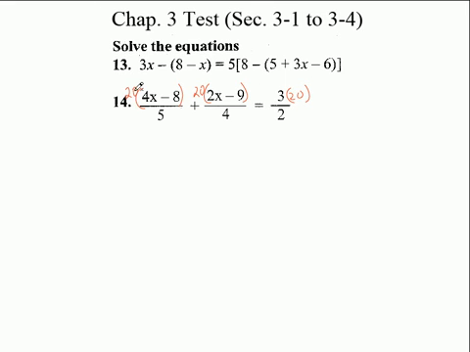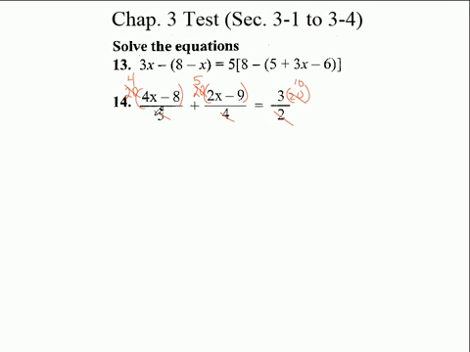Now the whole reason, we're not going to take the 20 and distribute it through. Watch what we're going to do. That 5 divides into 20 4 times. This 4 goes into 20 5 times, and this 2 goes into 20 10 times. Let's go back to black. That's the whole reason we want to do that.